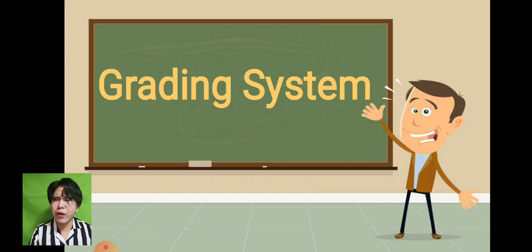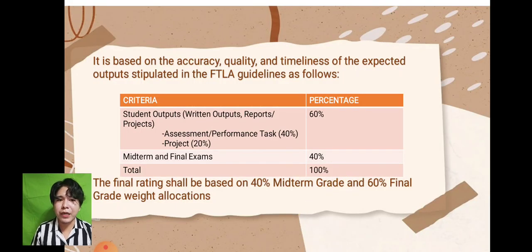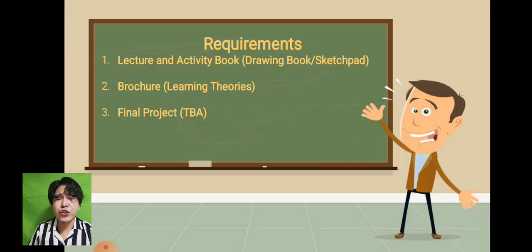And for the grading system, I know that you are already acquainted with our grading system, but let me reiterate it with you. So for your outputs that comprise 60%, it is subdivided into performance tasks and projects. So performance task 40, and for your project that would be 20, and for your term exams that comprise 40%, with a total of 100%. So always remember that you have a separate grade in midterm and final. So for your final grade, we will get 40% from your midterm grade and 60% from your final term grade. So for your requirements in our subject, of course, lecture and activity book.